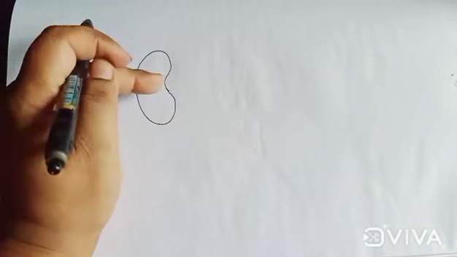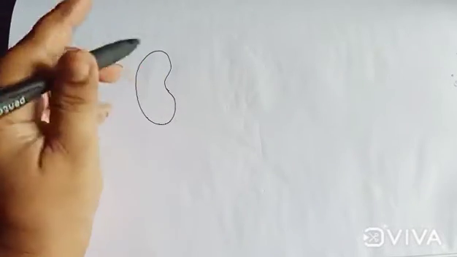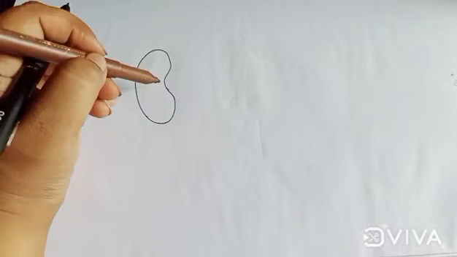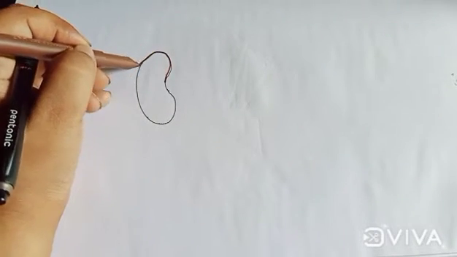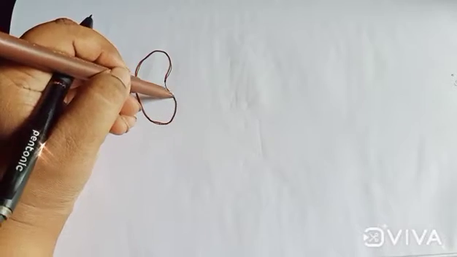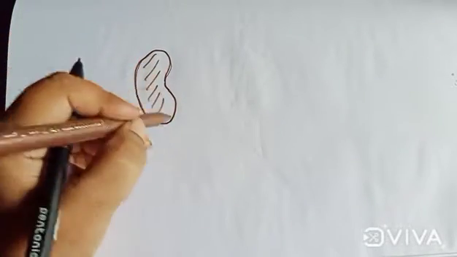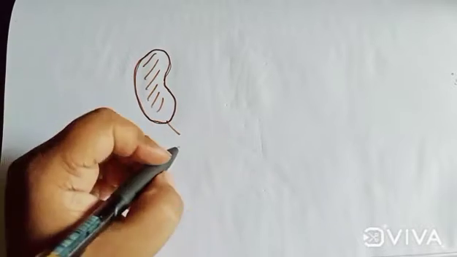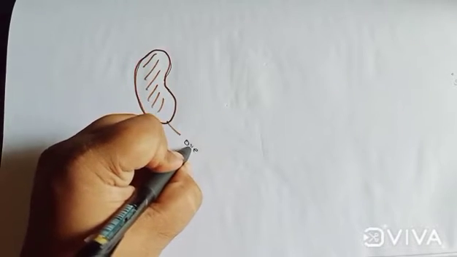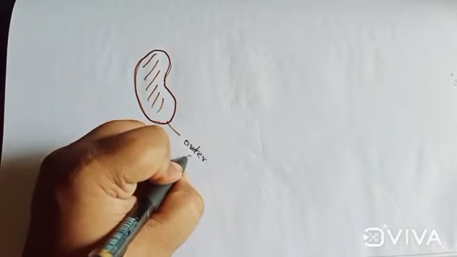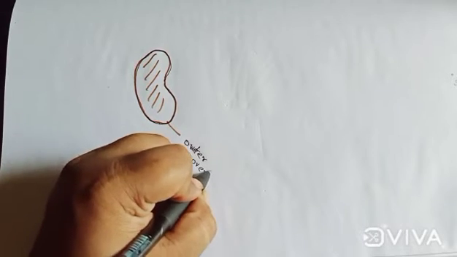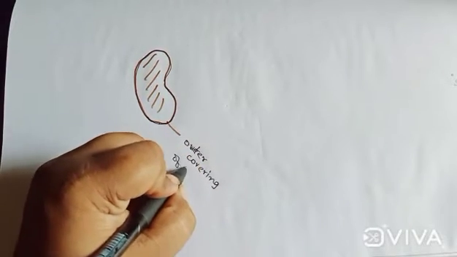This is an example of kidney beans, which is of course brown in color. So let me color it brown. This is nothing but the seed coat. This is nothing else but the outer covering of the seed.